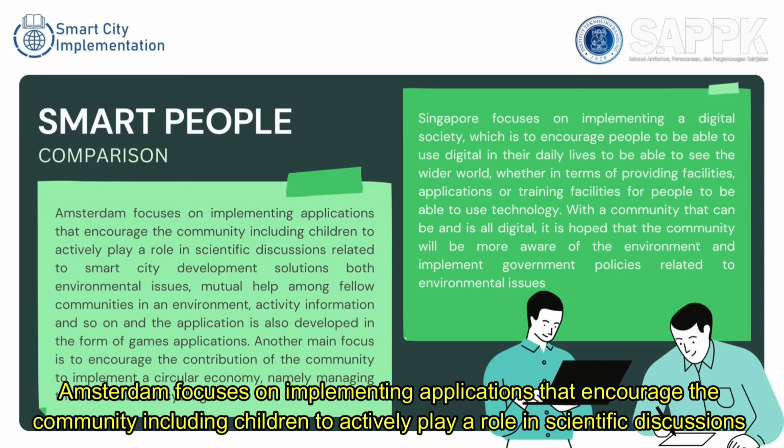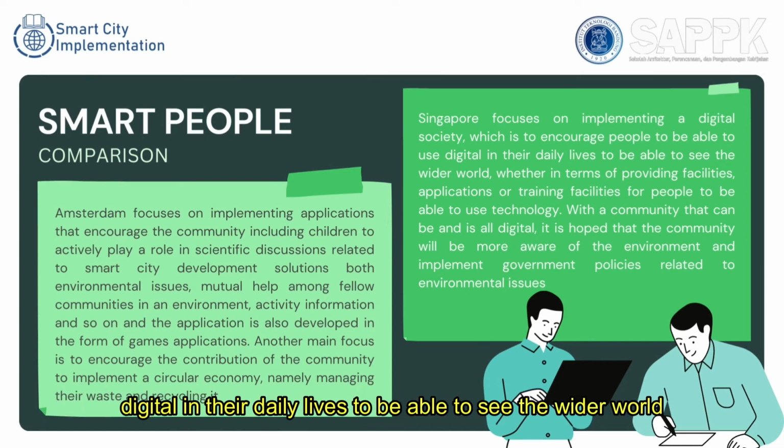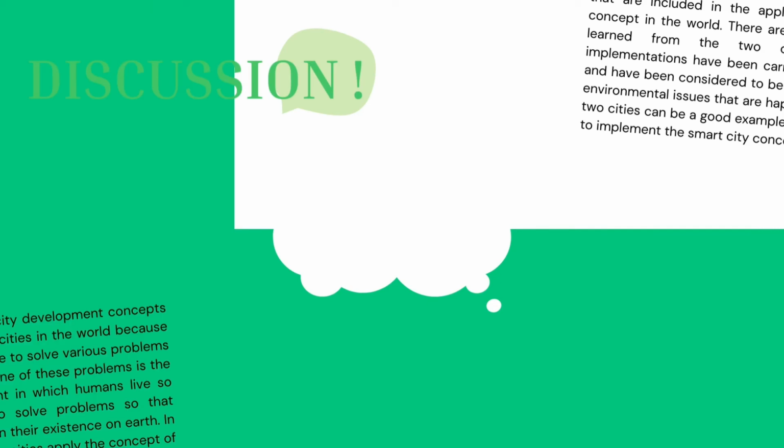Amsterdam focuses on implementing applications that encourage the community, including children, to actively play a role in scientific discussions related to smart city development solutions, while Singapore focuses on implementing a digital society, which is to encourage people to be able to use digital in their daily life to be able to see the wider world.